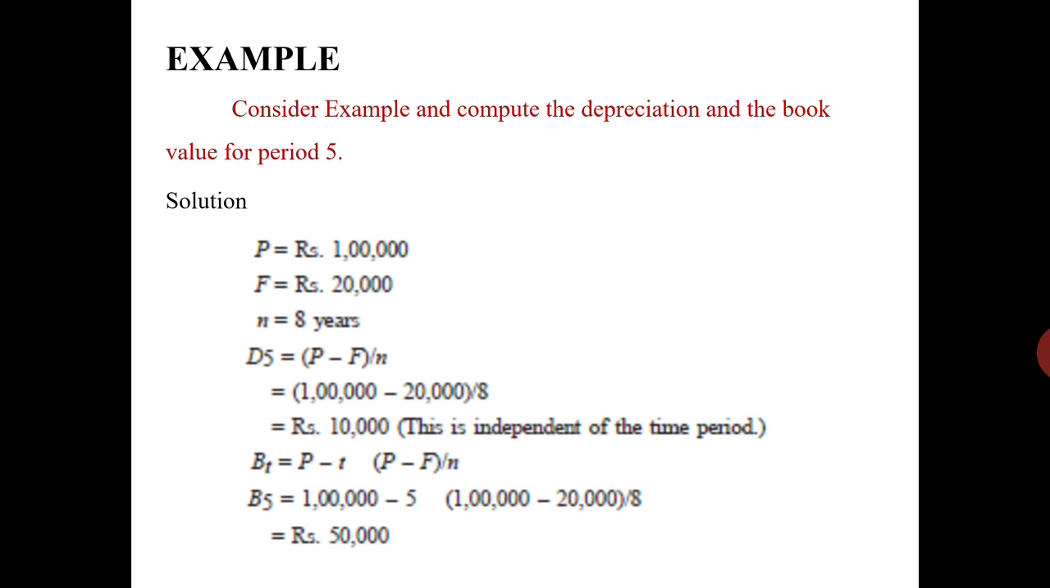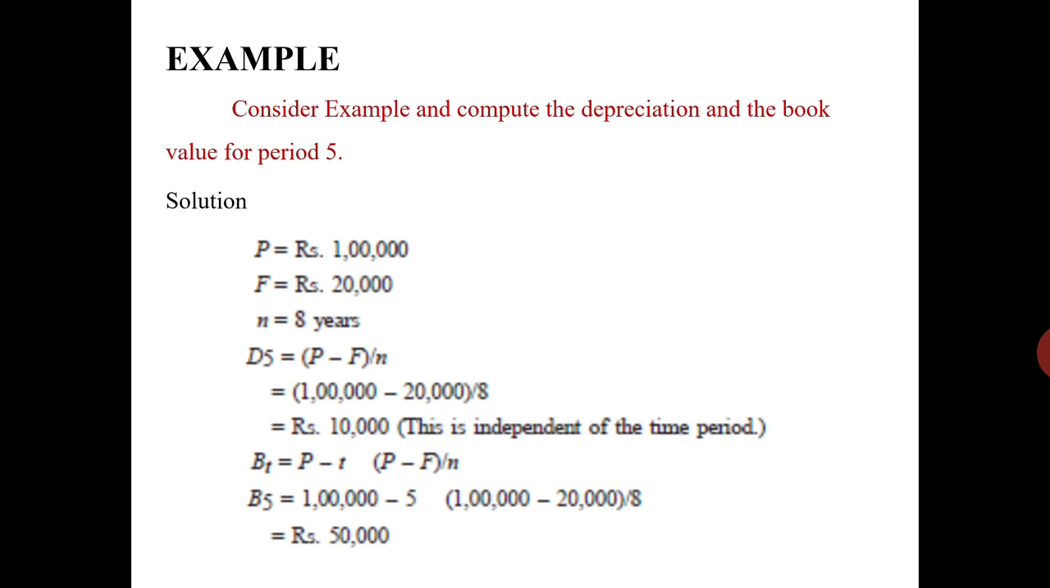Solution. Already we know the initial cost of the equipment is rupees 1 lakh, and the salvage value after completion of the 8th year is F equal to rupees 20,000. The life of the equipment is 8 years. Already we know the formula of depreciation in the straight line method: D equal to (P minus F) divided by N. Substituting the given values, (1 lakh minus 20,000) divided by 8. Finally we got a depreciation value of rupees 10,000.